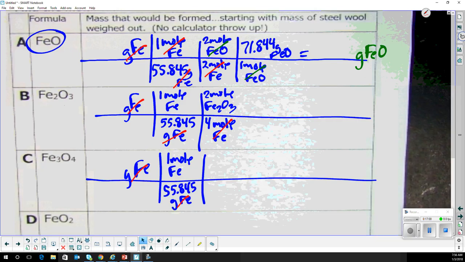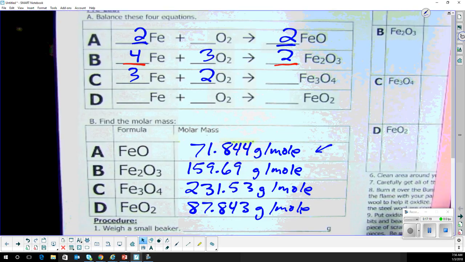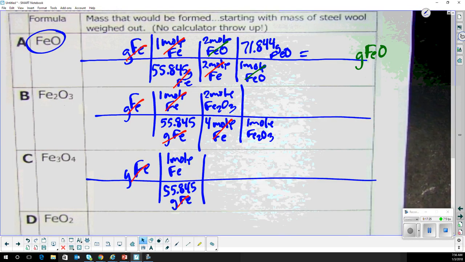Okay, so on this one right here, we're going to go back and we're going to look at B. I'm going to look at here and here. So the ratio is a little different. So I'm going to put 4 Fe on the bottom and I'll put 2 Fe2O3 on the top. So 4 moles Fe, and I already forgot, was it 2? Yep. 2 moles of Fe2O3 on top. And again, I cast out moles. And then the next step would be what?